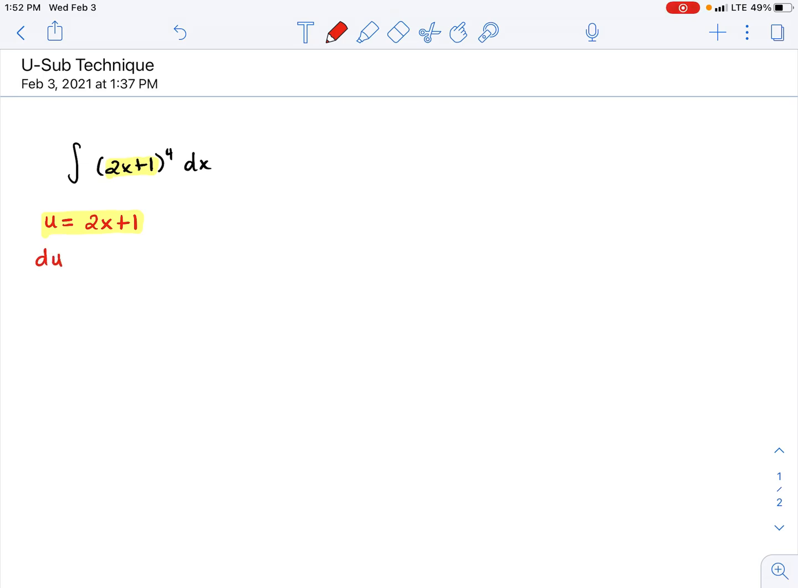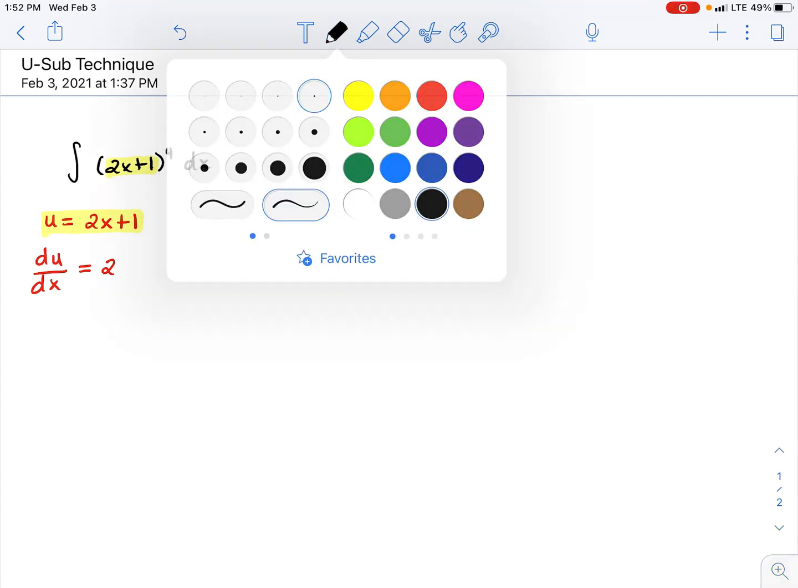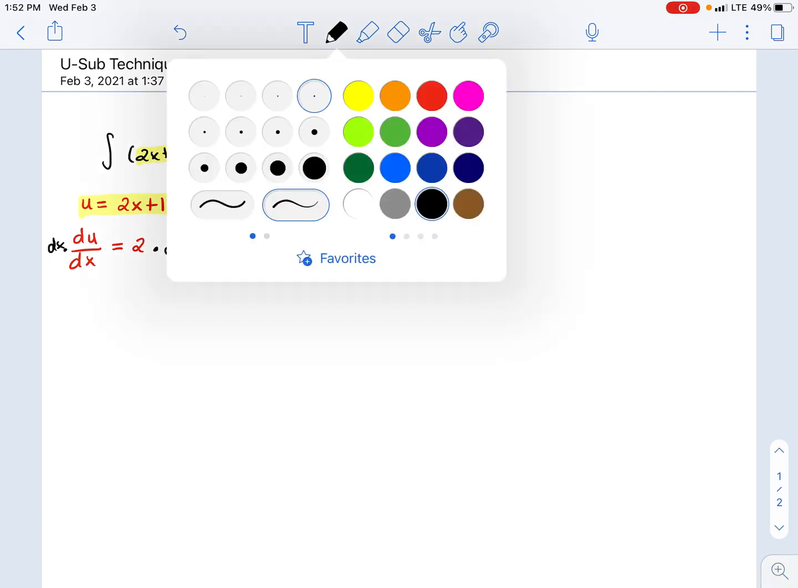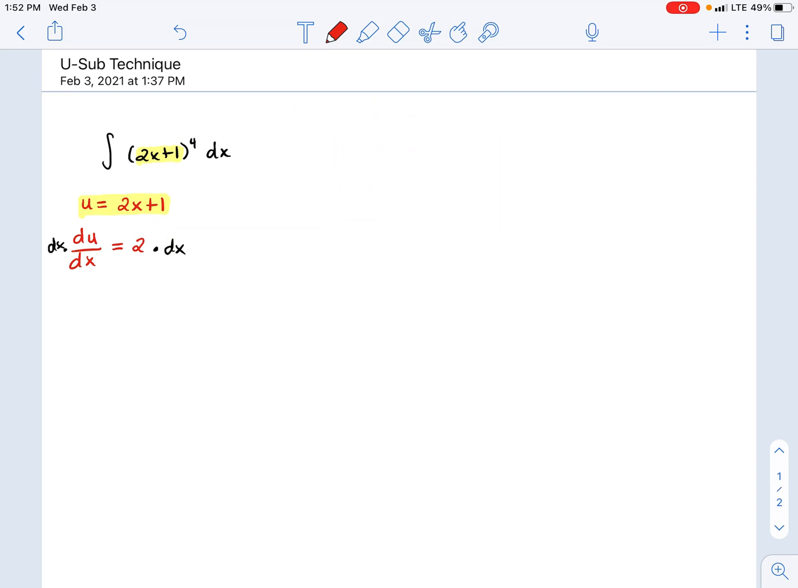So now what I'm going to do is take the derivative of u. I'm going to use Leibniz notation: I'm taking the derivative of u with respect to x, so I write du dx is equal to the derivative of 2x plus 1, which just gives me 2. Now I want to multiply both sides by dx, because du dx is just du over dx. This leaves me with du is equal to 2 dx.